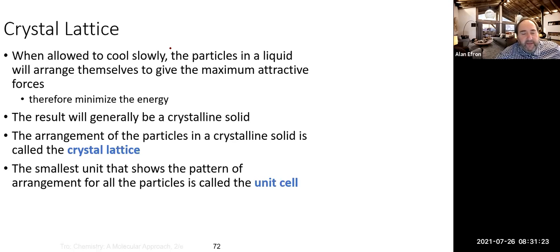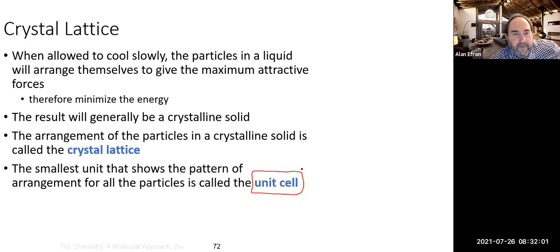The result is generally a crystalline solid. The arrangement of these particles is sometimes referred to as a crystal lattice. The smallest unit that shows this repeatable pattern is called a unit cell. A unit cell is that part of the structure you could cut out, take out, and keep stacking the same little part, and you can rebuild the entire three-dimensional structure from it.